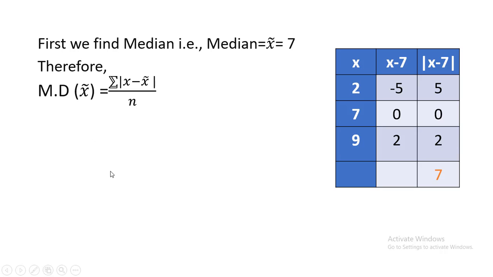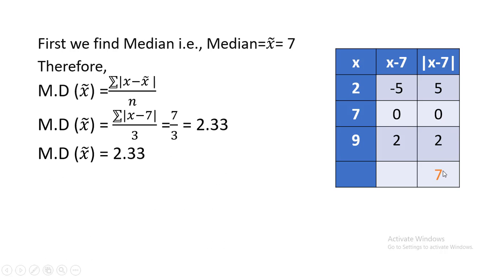So the formula that we are using is summation absolute of x minus x median divided by n. So if we add all these three values, we get 5 plus 0 plus 2, which is equal to 7. So 7 divided by 3 gives us 2.33. So the mean deviation about median is 2.33.